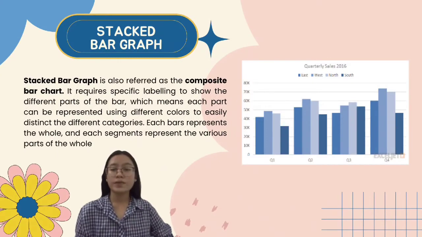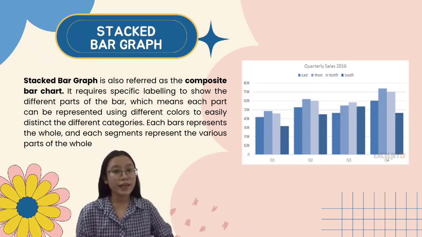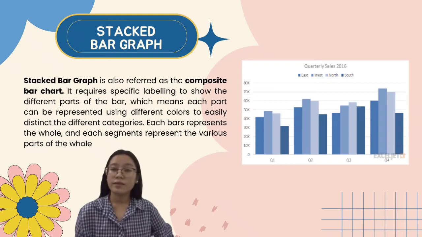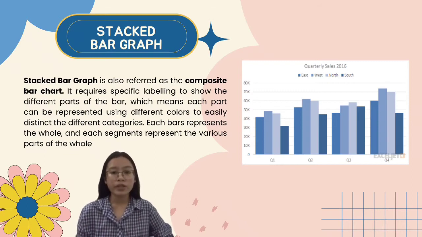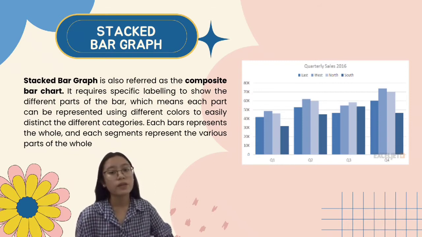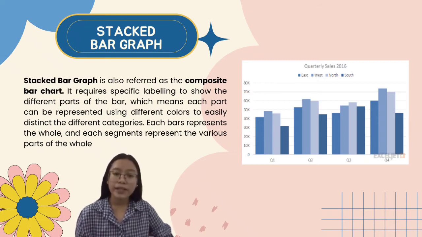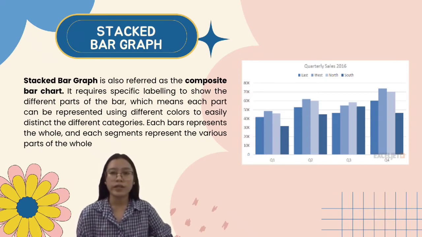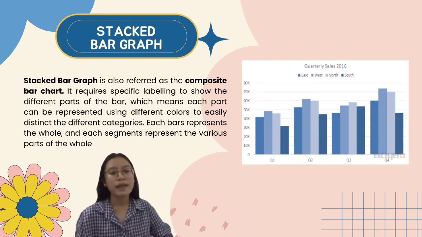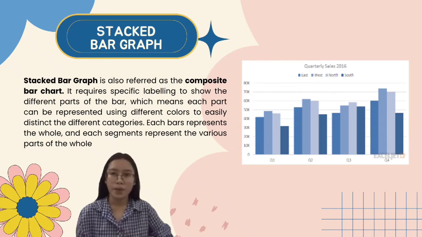Stack bar graph is also referred to as the composite bar chart. It can be in the form of vertical and horizontal chart, which divides the aggregates into different parts. In this type of bar chart, it requires specific labeling to show the different parts of the bars, which means each part can be represented using different colors to easily distinguish the different categories. Each bar represents the whole, and each segment represents the various parts of the whole.